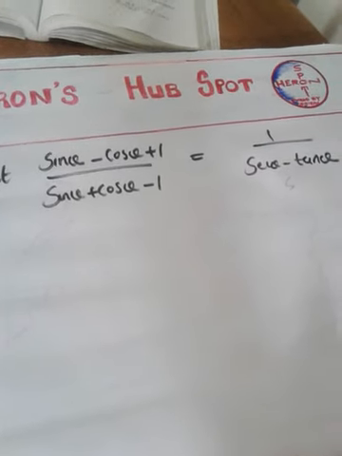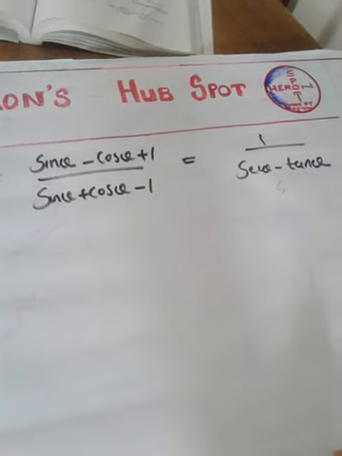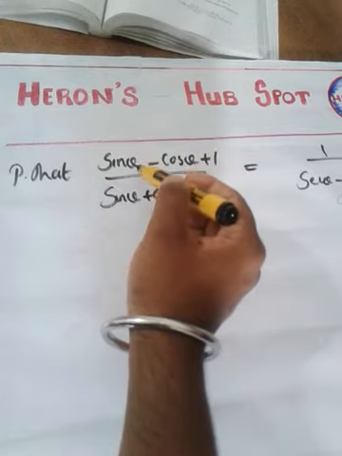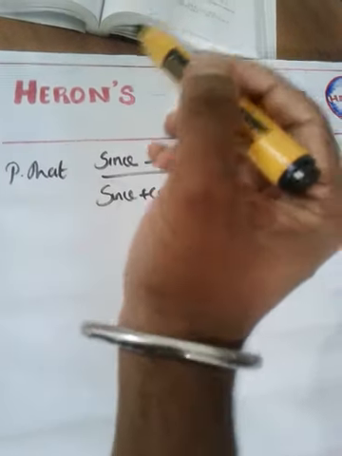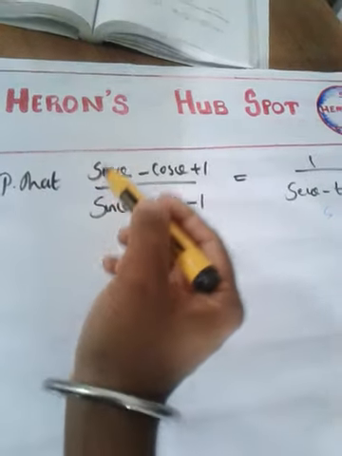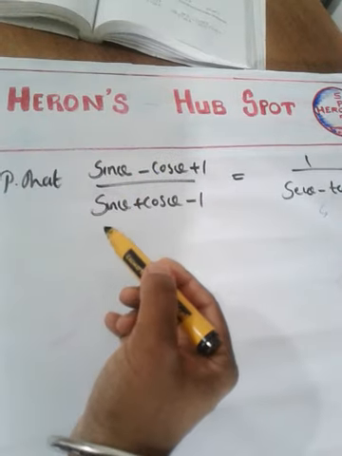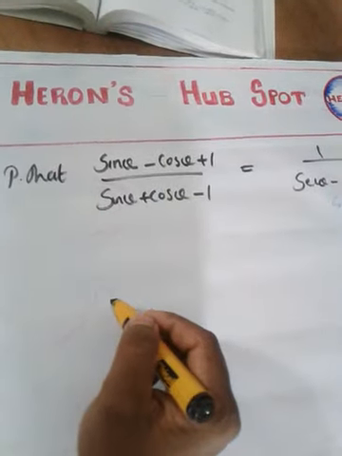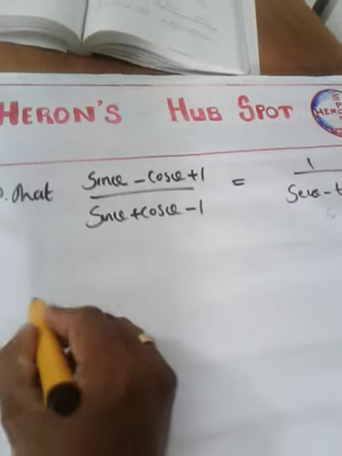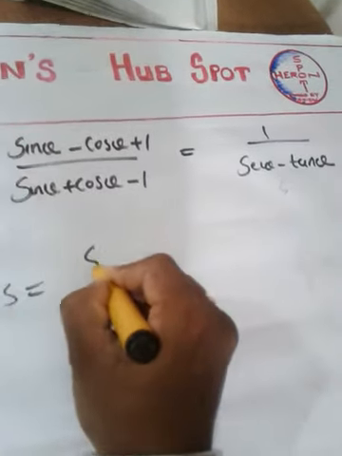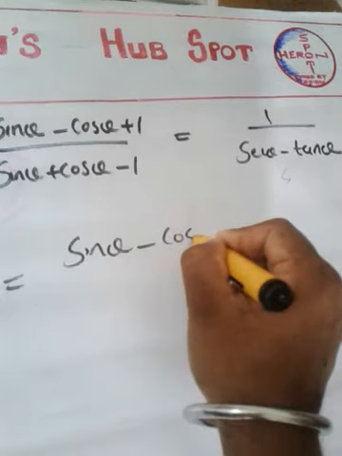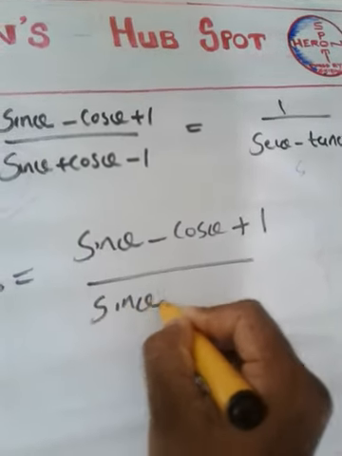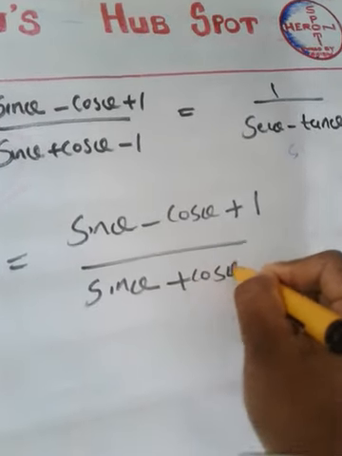Isn't it? So in order to make the presence of sec and tan, what I am going to do is divide numerator and denominator. I am going to consider LHS and divide numerator and denominator completely throughout by cos theta. That means what is your LHS side? Sin theta minus cos theta plus 1 divided by sin theta plus cos theta minus 1.